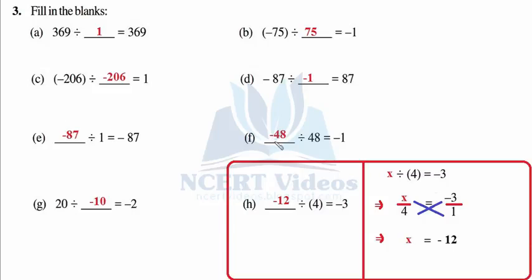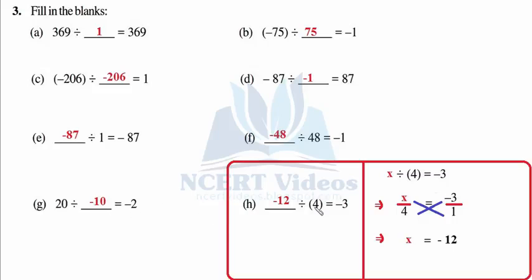Now F part, we are getting 1. This hints us that the number should be 48 because it will cancel to give you 1, but it is negative, so we have to introduce negative. Now G part, here we have 2, so how can we get 2 when we have numerator 20, when we divide it by 10? But here it is negative, so we have to introduce negative sign here.